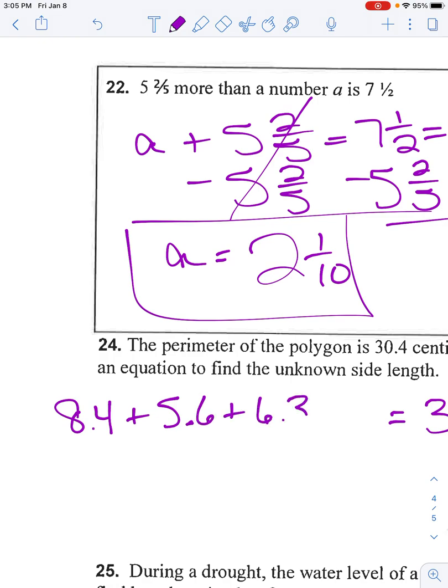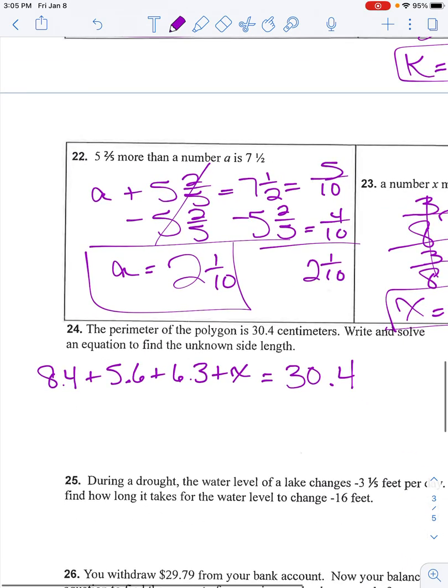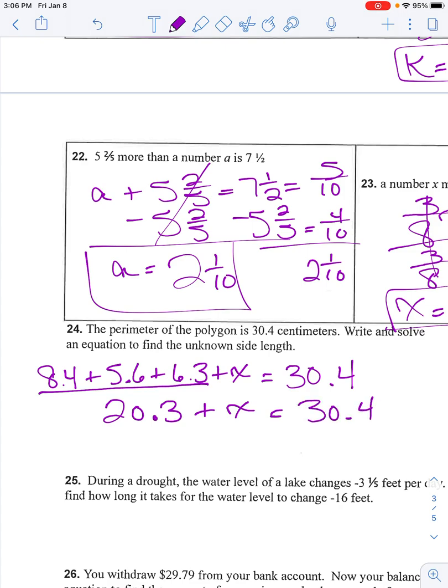8.4, 5.6, 6.3, and an x. All must equal 30.4. Again, combine like terms. So 8.4 plus 5.6 plus 6.3, line up the decimals and add. You should get 20.3 plus some x is 30.4.